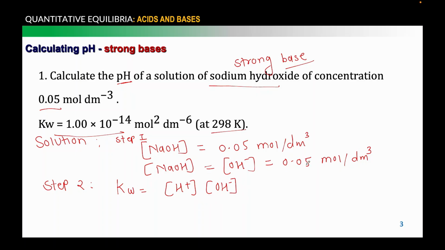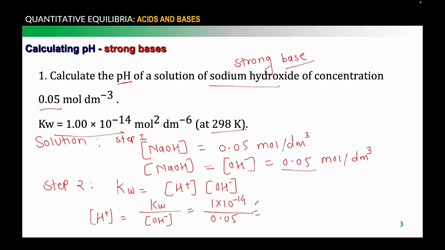Just because we have the value of hydroxyl ion and Kw, we do not have the value of H plus, rearrange this equation to concentration of H plus is equal to ionic product divided by concentration of hydroxyl ion. Values are already given. Value of ionic product is 1 into 10 to the power minus 14 divided by hydroxyl ion concentration, 0.05.